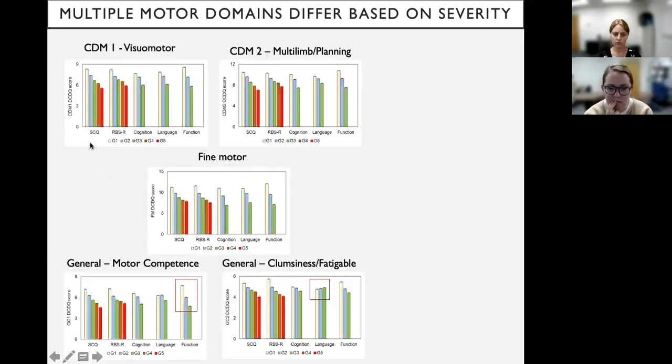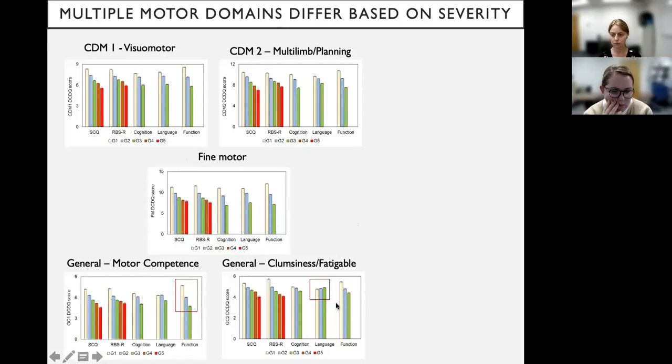So this is the data that is presented in the previous paper, means and standard deviations for the three main subdomains that are generally discussed within the DCDQ. So what I've looked at now is how the means and standard deviations across those 5 subdomains are coming out as factors from the confirmatory factor analysis. So this is visuomotor, this is the multi-limb coordination planning, this is still the same fine motor as before, and then these are the 2 motor competence, and this one seems more effective than this one.